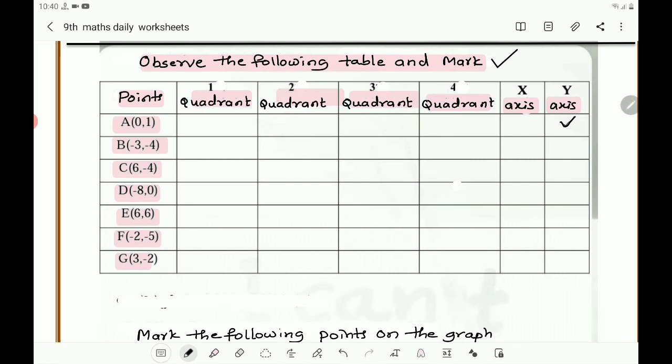So here (-3, -4) means both are negative, and verify in which quadrant they lie. (6, -4) is plus minus, in which quadrant does it lie? And (-8, 0) is in the form (x, 0). Here y is 0, so it lies on the x-axis. Then (0, 6), (6, 6), both are positive. (-2, -5), both are negative. Plus and minus. So verify the quadrant and mark the tick.